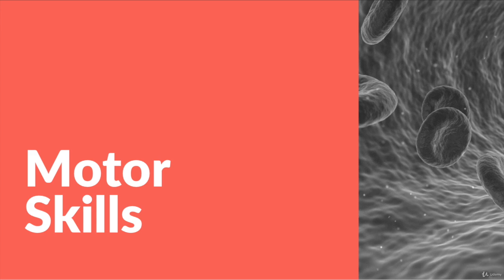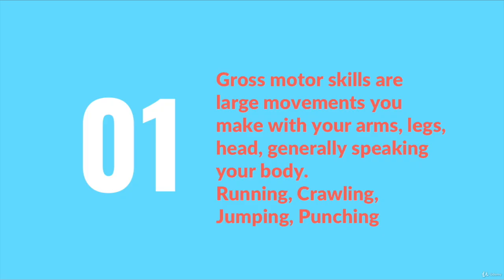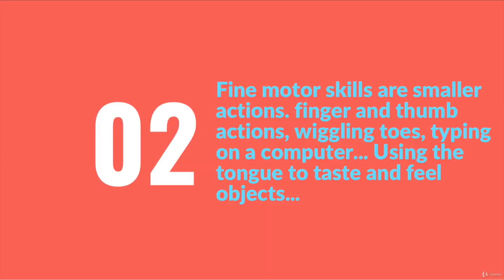Well, we have gross motor skills and fine motor skills, as we talked about in the beginning of the course. Gross motor skills are large movements you make with your arms, with your legs, with your head, generally speaking, with your body. It can include running, crawling, jumping, punching, everything that includes large movements and that includes your arms, legs, head, and your body can be considered as gross motor skills.